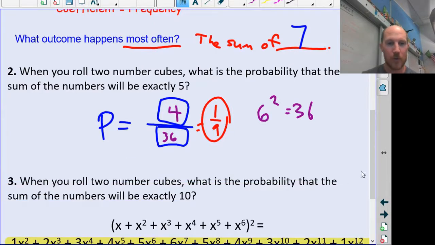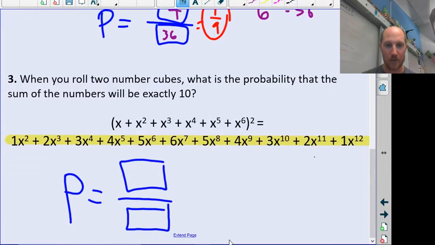All right, when you roll 2 number cubes, what's the probability that the sum of the numbers will be exactly 10? And we'll see if you can figure this out. I'll give you a second.